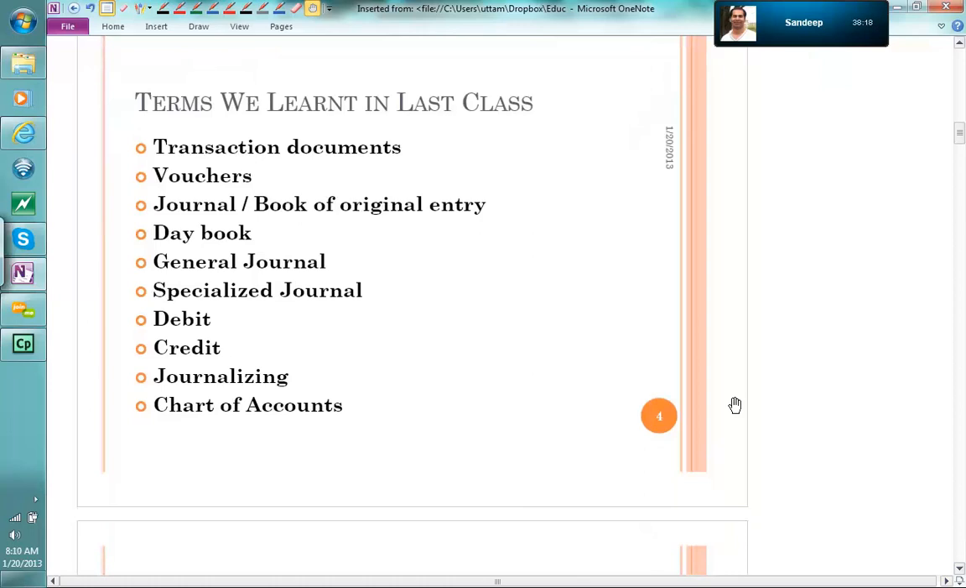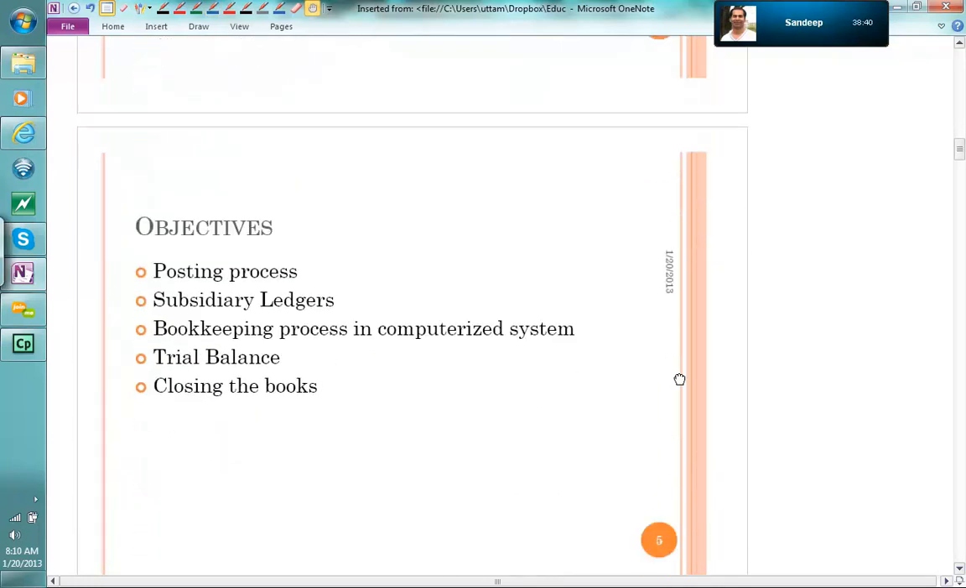These are the terms we learnt in the last class: transaction document, voucher, book of original entry, day book, general journal, specialized journal, debit, credit, journalizing, chart of accounts. Any doubt in these terms? Sandeep? No? Okay, good.